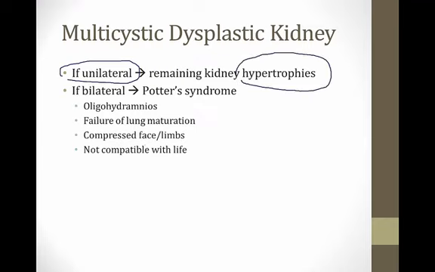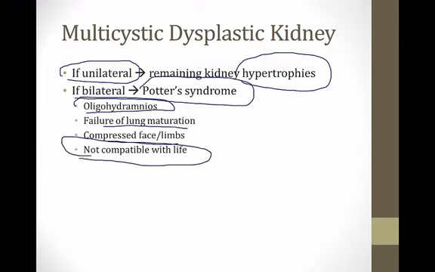However, if both kidneys develop multicystic dysplastic kidney, then you'll get what's called Potter syndrome, and this is where the baby doesn't produce urine, so there's oligohydramnios. The fetal lungs don't mature, and this will ultimately cause fetal demise. The baby will not survive because of the lungs. And then because there isn't amniotic fluid surrounding the fetus, there will be compression of the face and limbs when the fetus develops. As I said before, this is not compatible with life, and these babies will either be stillborn or die shortly after birth.